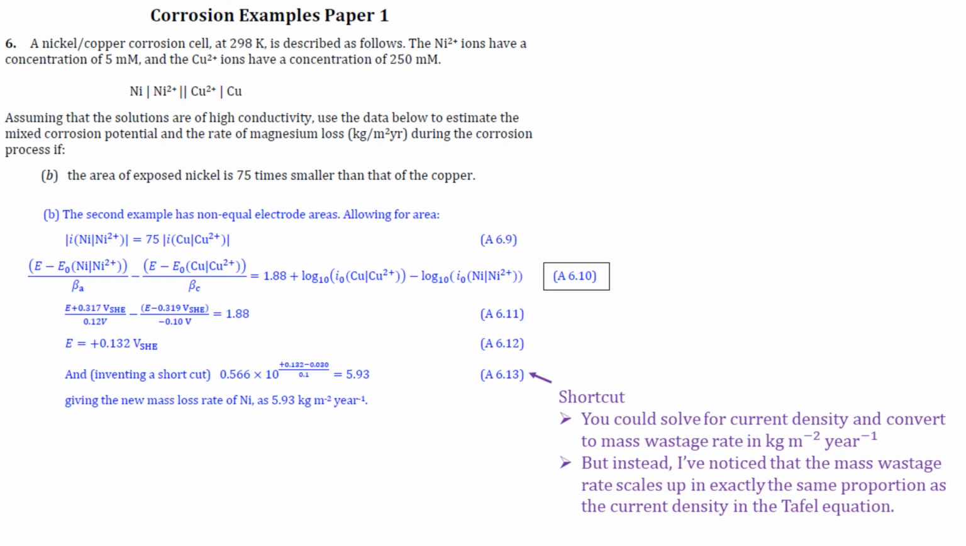And then plugging numbers in, you can find that the new rate of loss of nickel is about 6 kilograms per meter squared per year, much bigger than previously. It was about half a kilogram per meter squared per year. So that's, in terms of a corrosion rate or a speed in millimeters per year, greatly speeded up because you have a small anode and a large cathode. That's the area effect problem in corrosion, which we talked about in the course.